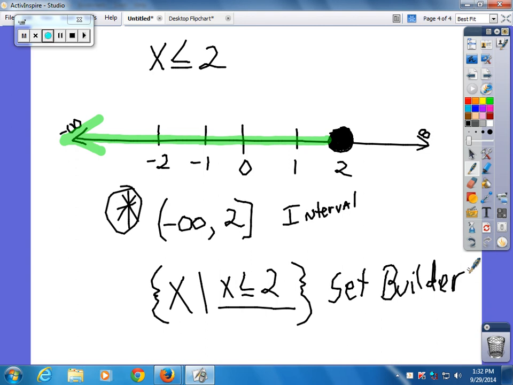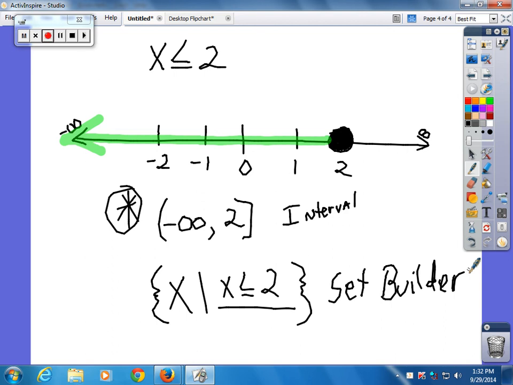Now, the solution set. What does that mean? That means that any number in this group will work in the original equation. Somebody pick a number in the shaded group. I'm going to pick 0. Why would I pick 0? Easiest. Okay?